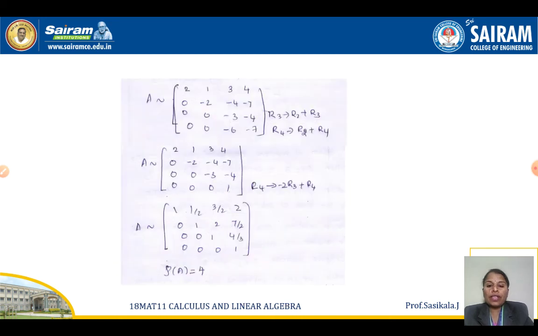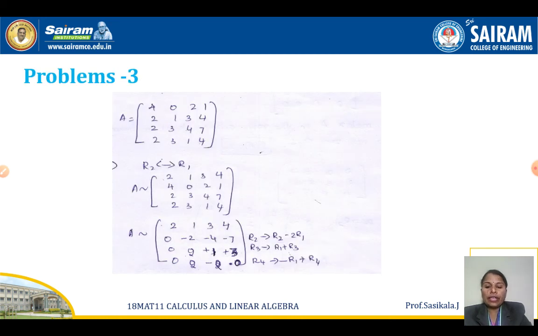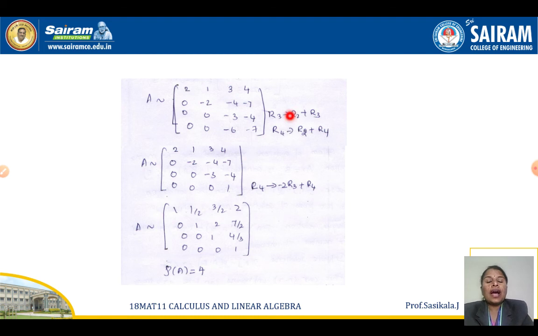Now you can see the next thing I have to convert is in the second position, right? So all of them are minus 2, plus 2, minus 2. So use your second row to convert the third row and fourth row second elements to 0. What you have to do? Just add. It will become 0. R3 implies R3 plus R2, so I get 0, 0, minus 3, minus 4. And similarly R4 implies R4 plus R2. You get 0, 0, minus 6, minus 7. Okay, you can verify it.